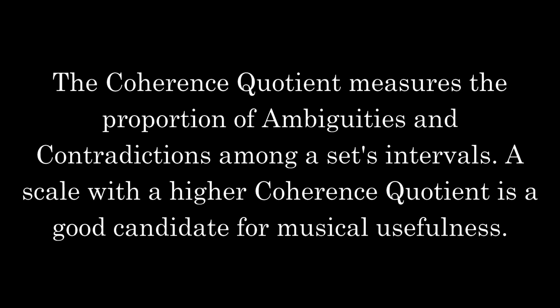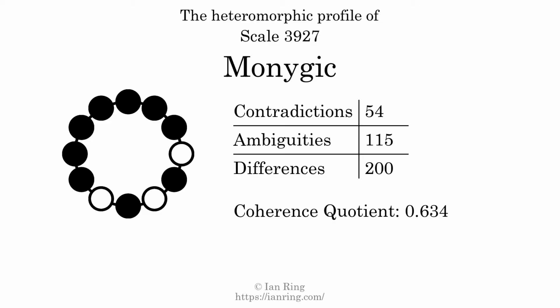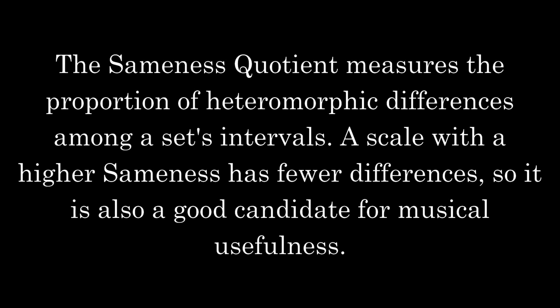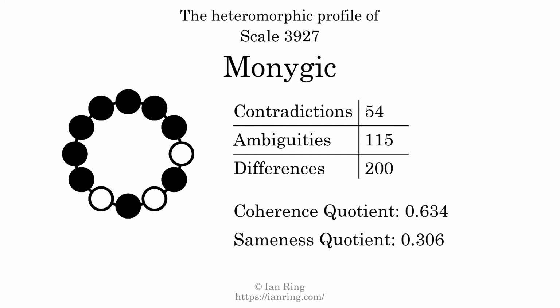The coherence quotient measures the proportion of ambiguities and contradictions among a set's intervals. A scale with a higher coherence quotient is a good candidate for musical usefulness. The coherence quotient is 0.634. The sameness quotient measures the proportion of heteromorphic differences among a set's intervals. A scale with a higher sameness has fewer differences, so it is also a good candidate for musical usefulness. The sameness quotient is 0.306.